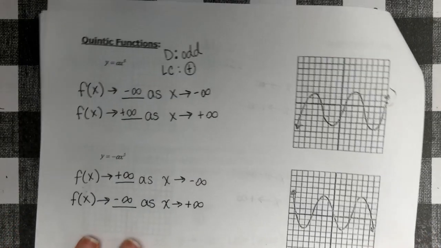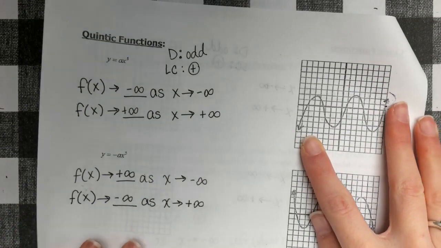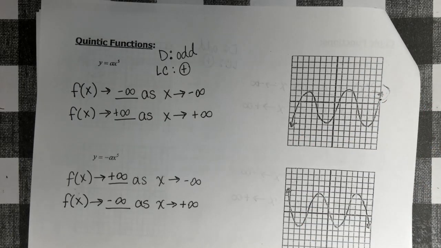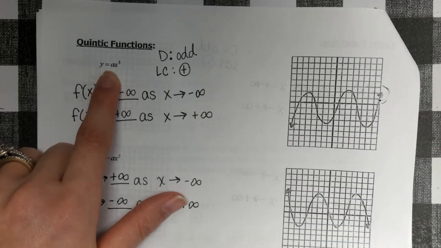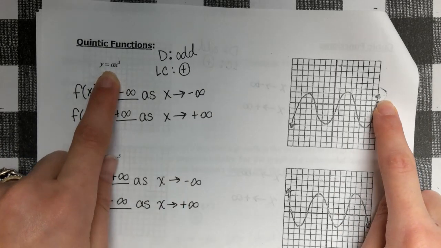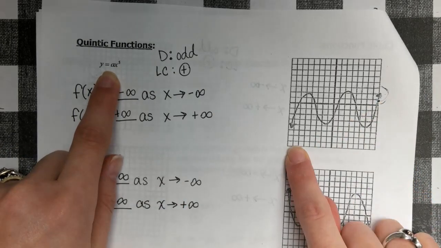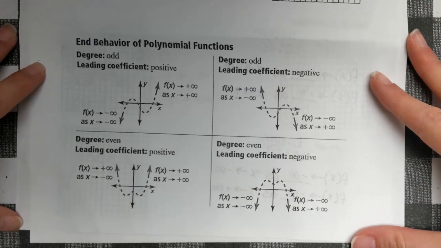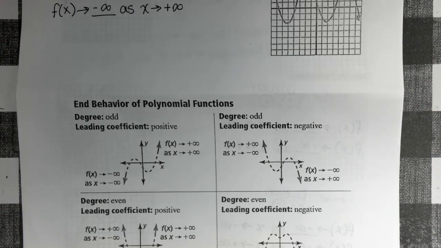So same thing with quintic. They're going in opposite directions because it's odd. Odd opposite, okay? I started with the positive leading coefficient, so I ended in the positive direction. That means I had to start in the opposite direction. Y'all catch that pattern? Okay, that's what this is summing up. So we did all of that to explore that pattern.